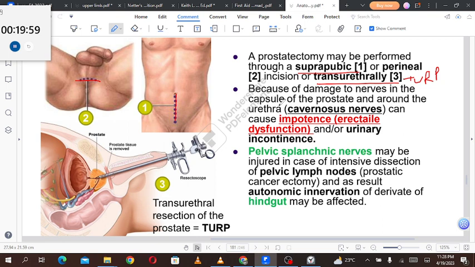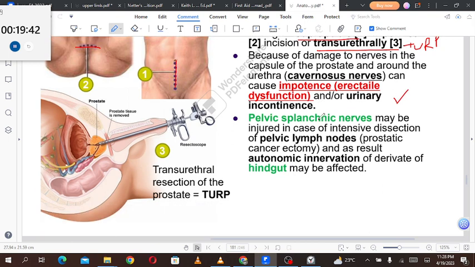Damage to the nerves in the capsule of the prostate around the urethra, the cavernous nerves, can cause impotency, that is erectile dysfunction, and or urinary incontinence.